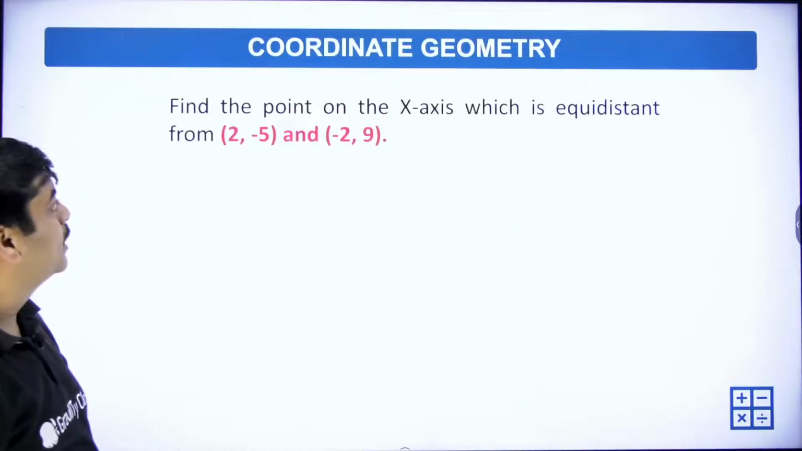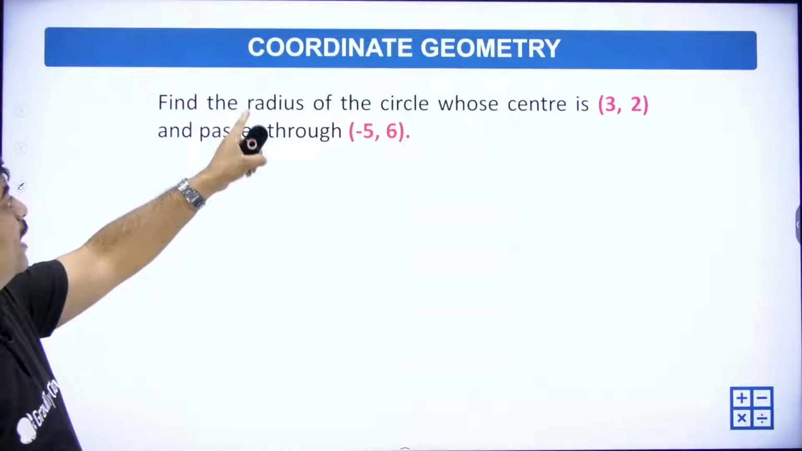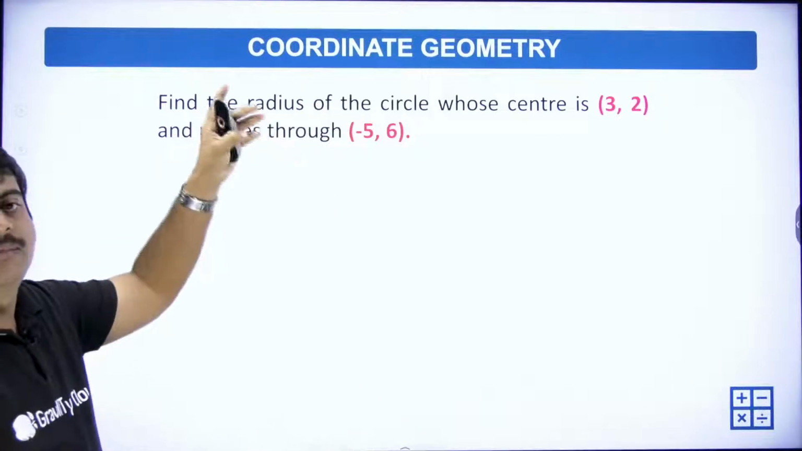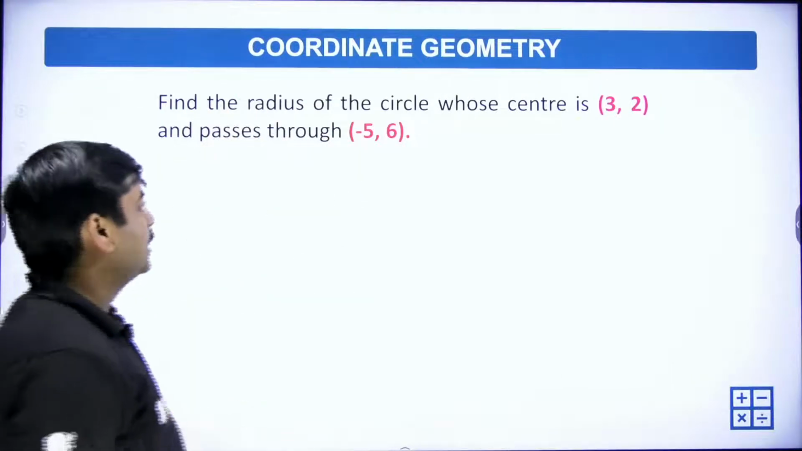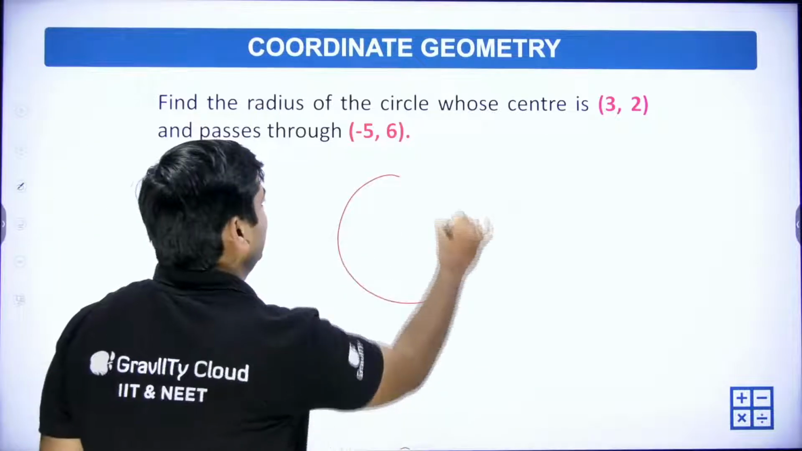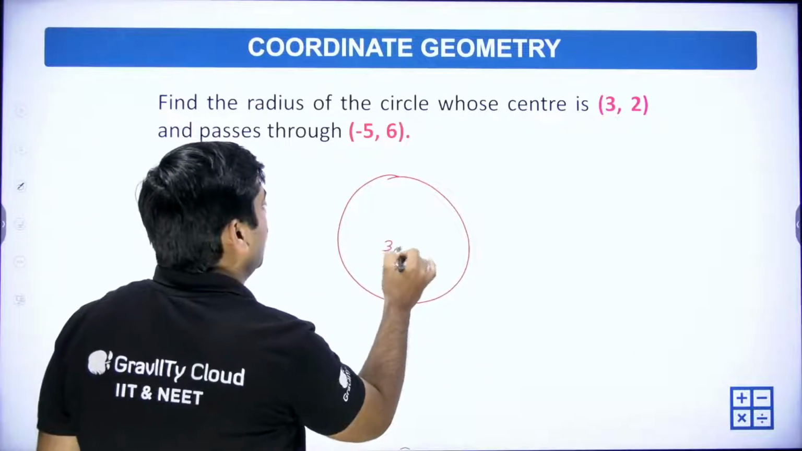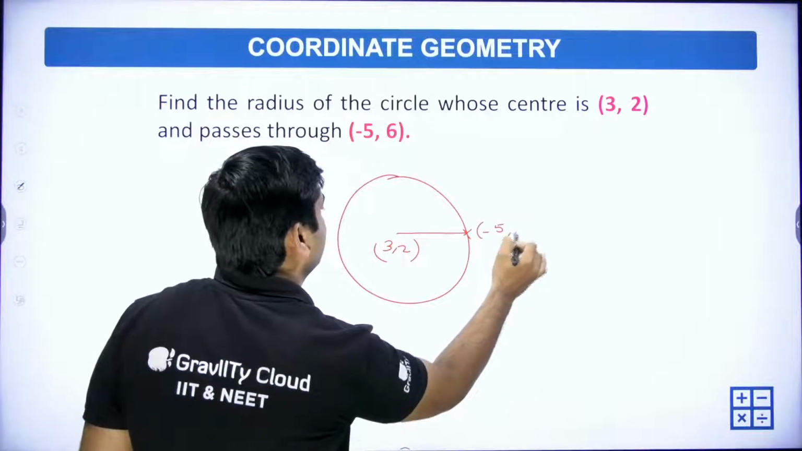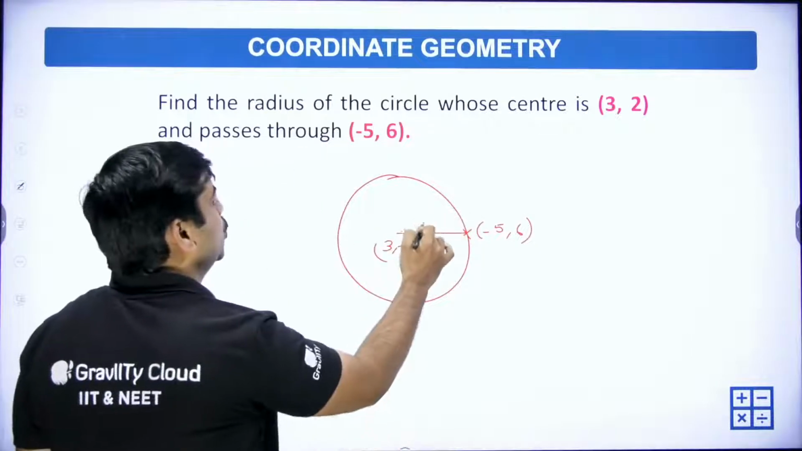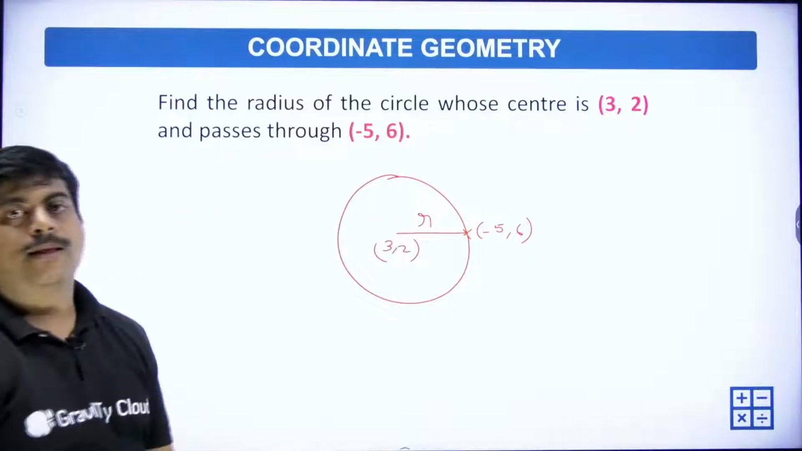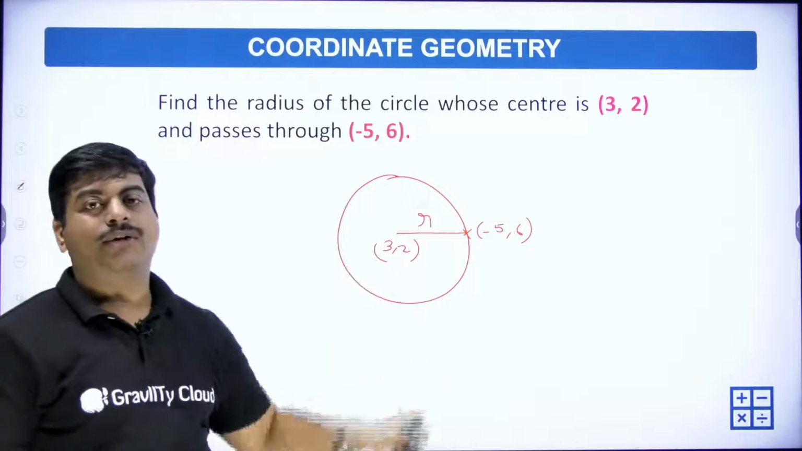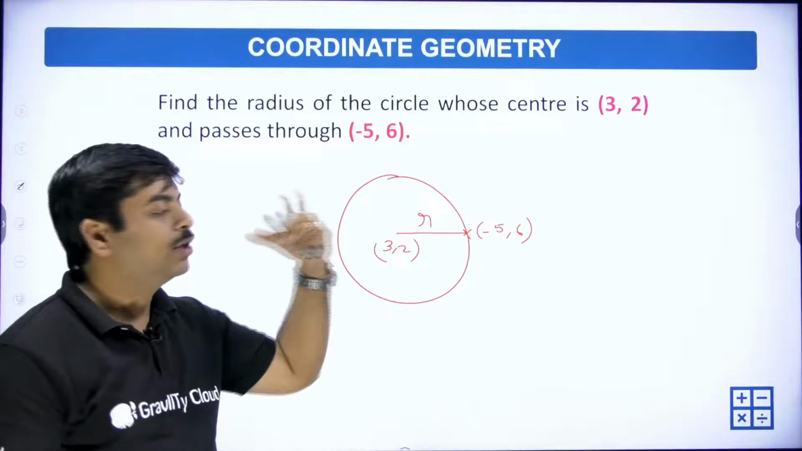It's the same kind of question. Find the radius of the circle whose center is (3, 2) and which passes through (-5, 6). The distance between these two points will become the radius. So you can try that, and find the distance between the 2 points.